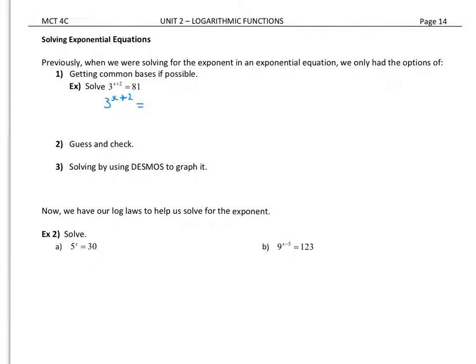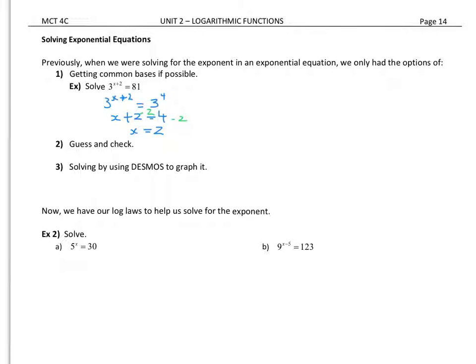So 81 could be expressed as a base of 3. It's 3 to the exponent of 4. And then the only way that these equal each other is if x plus 2 is equal to 4. And then subtract 2 from both sides, and we get x is equal to 2. Okay, so that is one method that we had learned.